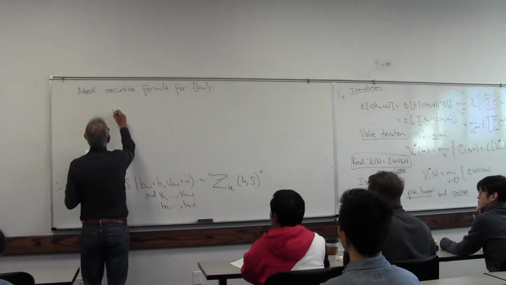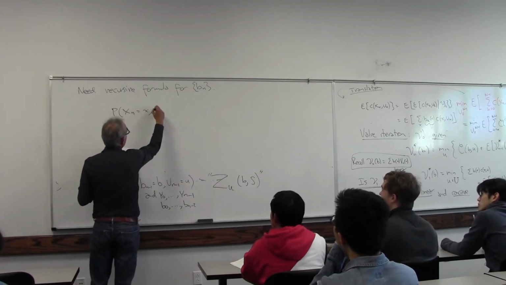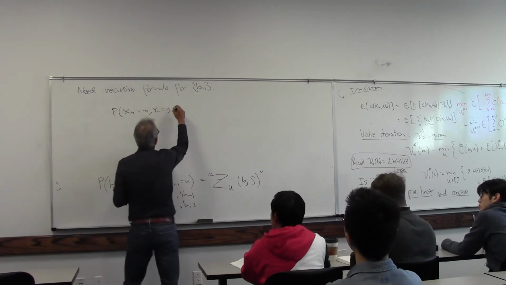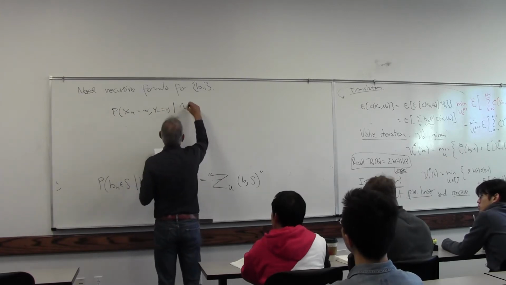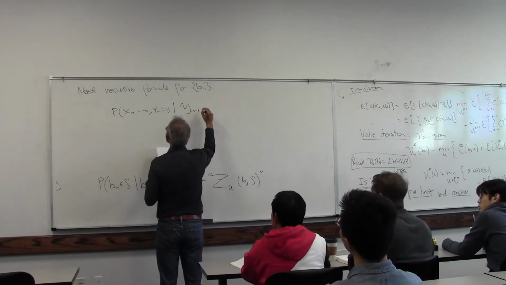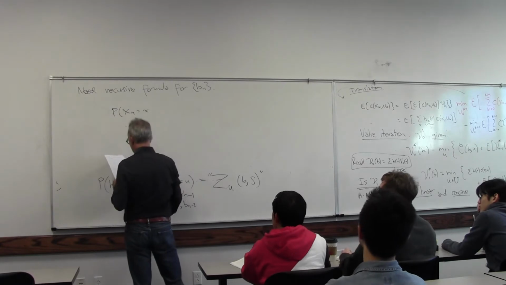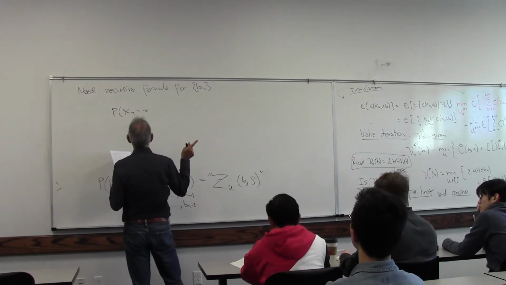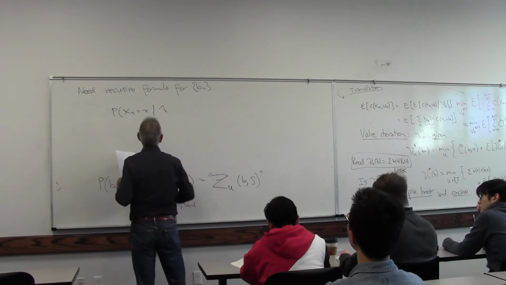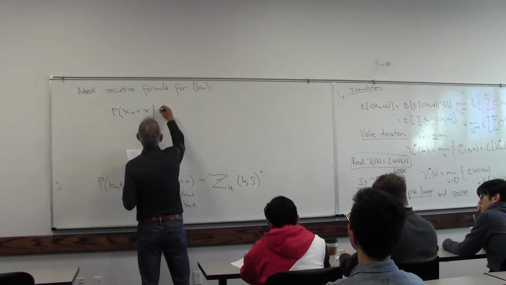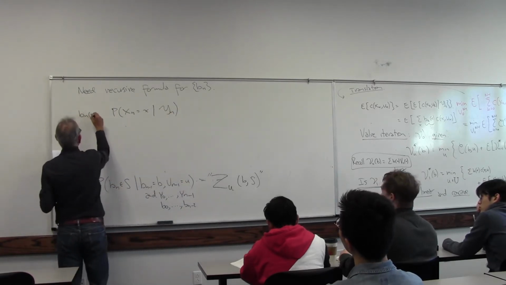Consider the probability that xn equals x and yn equals y, given the past. Oh, wait, hold on a second, that's not what I wanted. No, that's not what I'm going to start with, what I really care about. Sorry, I'm jumping ahead. So that's my Bn of x.